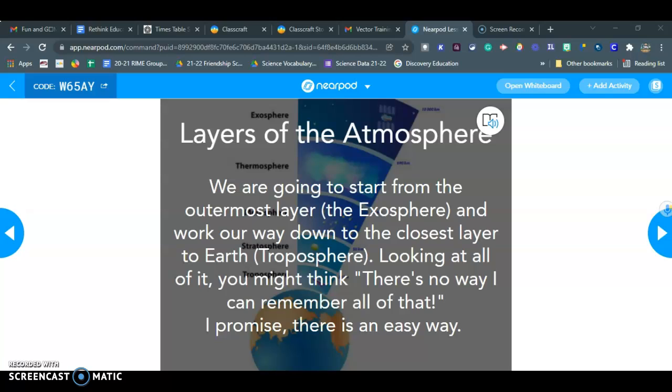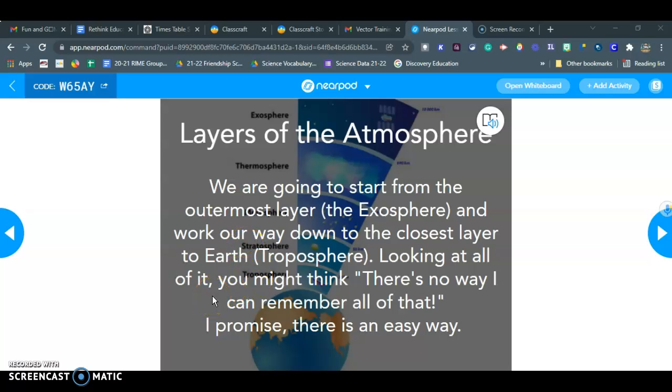We are going to work on memorizing the different layers and what each layer does. We're going to start from the outermost layer and work our way to the layer that is closest to the Earth. So we're going to start with the exosphere and move our way down to the troposphere, which is the layer of the atmosphere that's closest to the Earth. You can see a little bit of a preview in the background here: exosphere, thermosphere, mesosphere, stratosphere, troposphere.